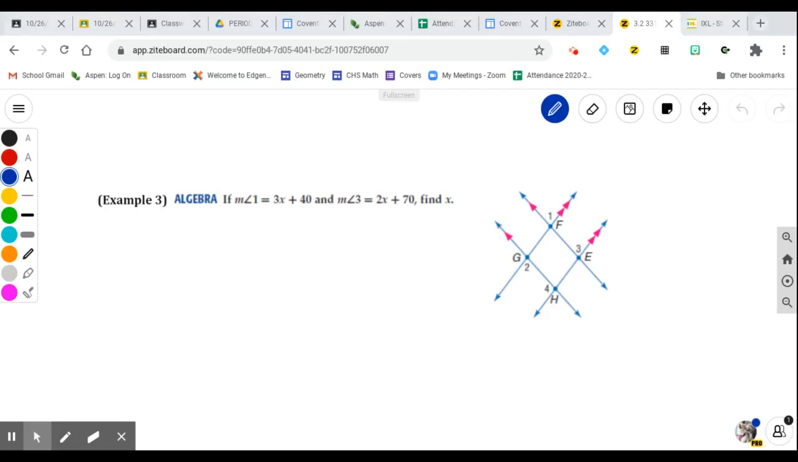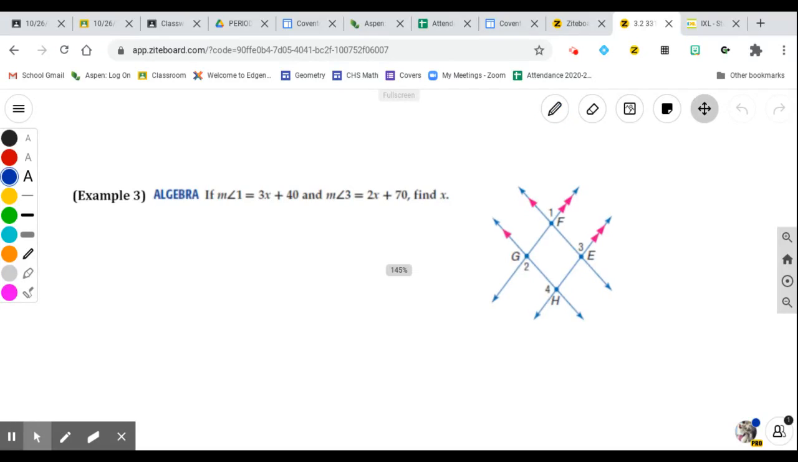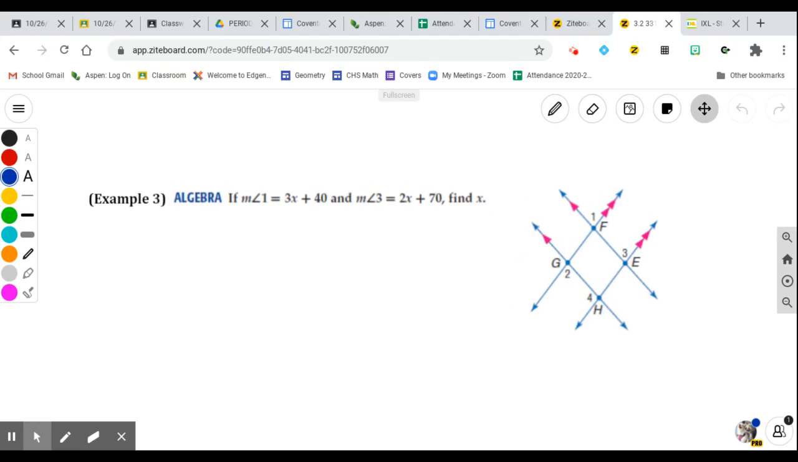Okay, now for some algebra problems. So something like this, you always want to label the picture. So it says the measure of angle 1 is 3x plus 40. So that's this one here, 3x plus 40. And then measure of angle 3, that's this one here, is 2x plus 70. So before we set something up, we have to ask ourselves, what kind of angles are they? They're on the same side of this transversal, one inside, one outside. So those would be corresponding.